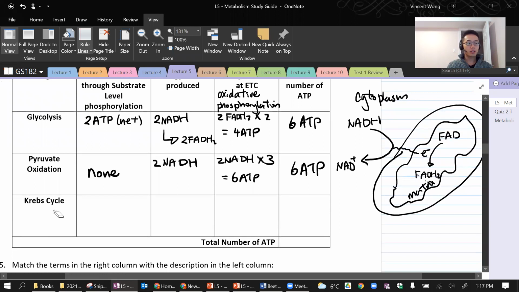Krebs cycle. Each glucose will spin the cycle twice. 1 spin, 1 ATP. 2 spins, 2 ATP. 6 NADH in total per glucose, 2 FADH2. And so please do the math here and tell me how many ATPs am I going to get?